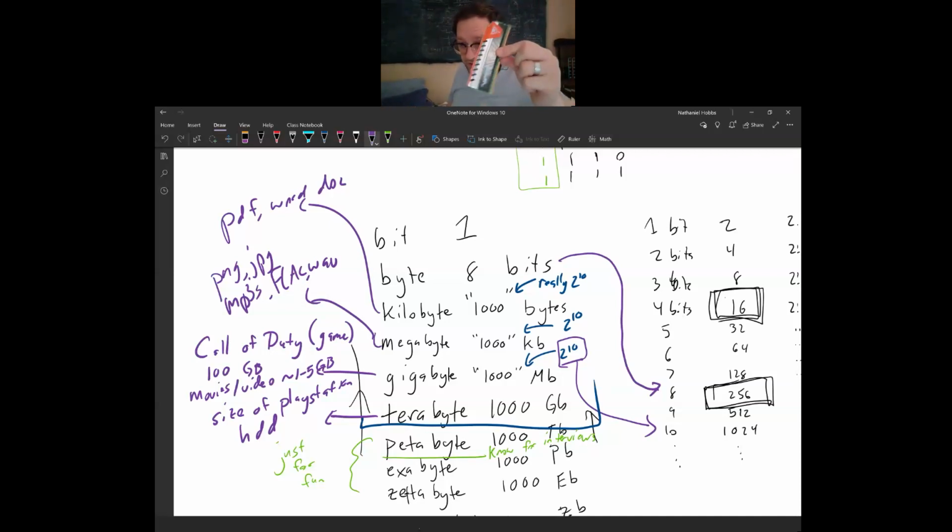That's the differentiating factor about RAM. It's temporary storage, other than the fact that it's fast. RAM stands for Random Access Memory. Let me type that out here.